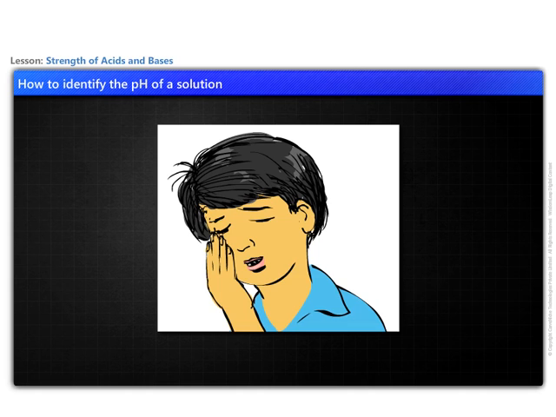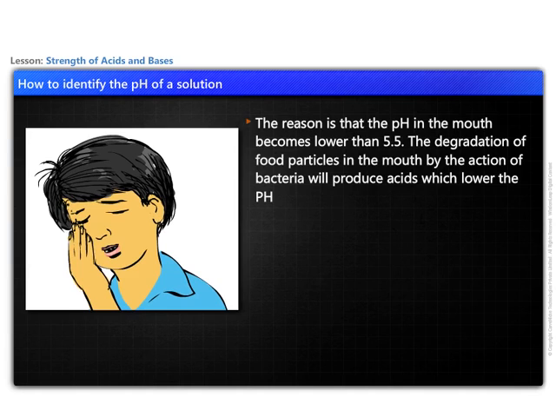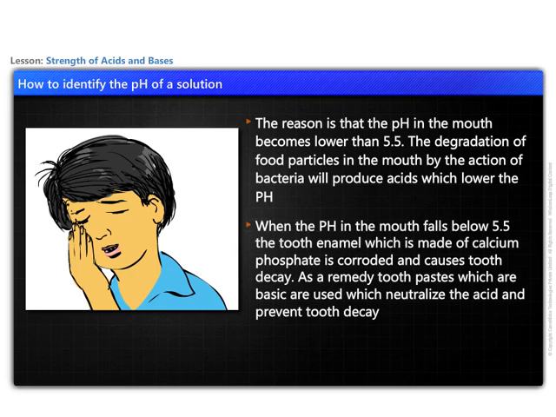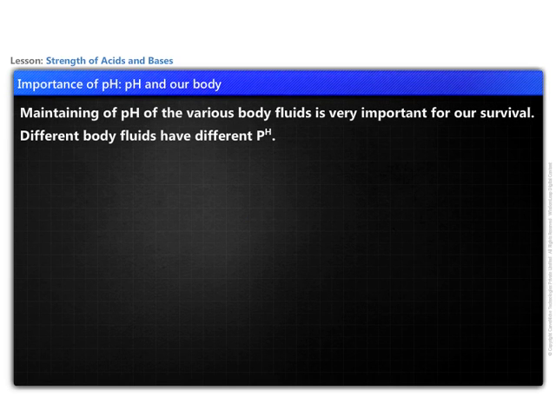So, what is the importance of pH? Tooth decay is a common problem. The reason is that the pH in the mouth becomes lower than 5.5. The degradation of food particles in the mouth by the action of bacteria will produce acids which lower the pH. When the pH in the mouth falls below 5.5, the tooth enamel, which is made of calcium phosphate, is corroded and causes tooth decay. As a remedy, toothpastes which are basic are used, which neutralize the acid and prevent tooth decay.